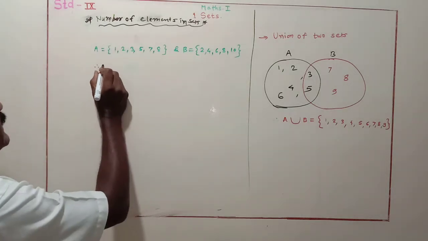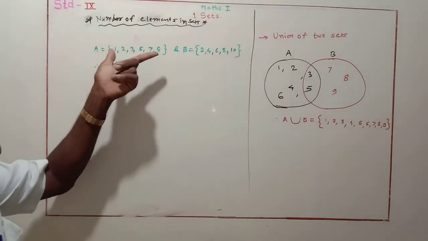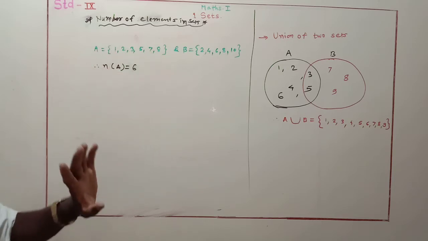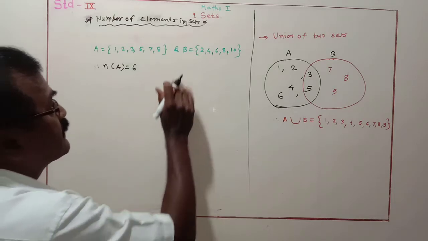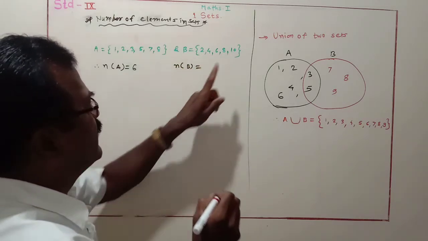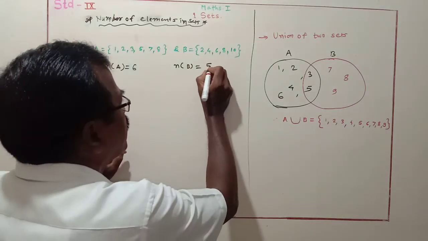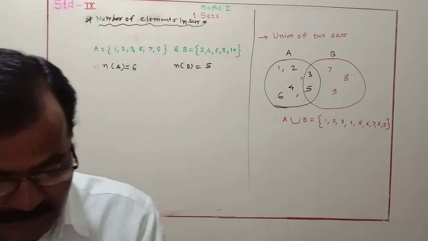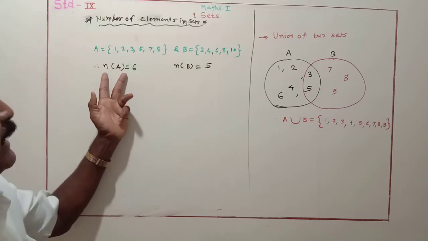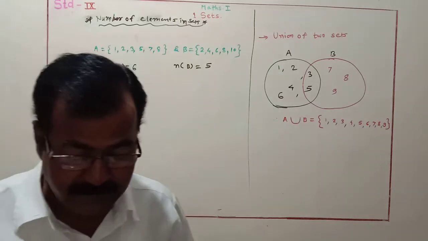Therefore we write n of A is equal to 6, because there are 6 elements: 1, 2, 3, 4, 5 and 6. And for B, we write number of elements in B is equal to n of B. There are 1, 2, 3, 4 and 5. Means number of elements in set A is denoted by n of A. Number of elements in B is denoted by n of B.